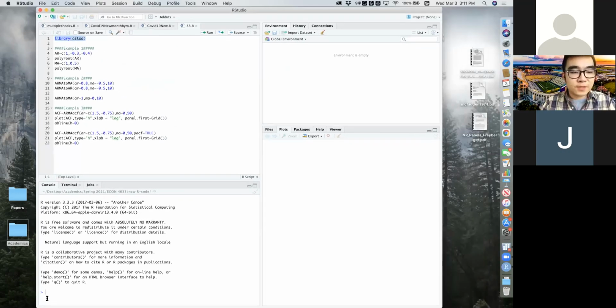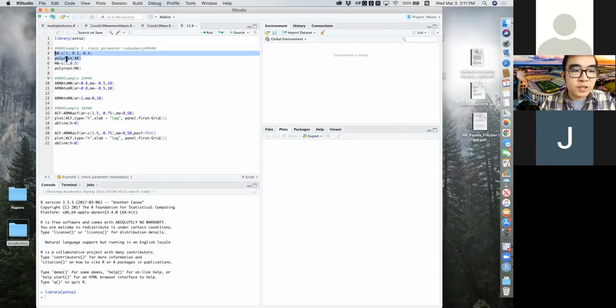So first, install the library. This first example is to check parameter redundancy. This is basically the example that I gave you in class. The AR part is this AR(2) model: xt minus 0.3 xt minus 1 minus 0.4 xt minus 2.